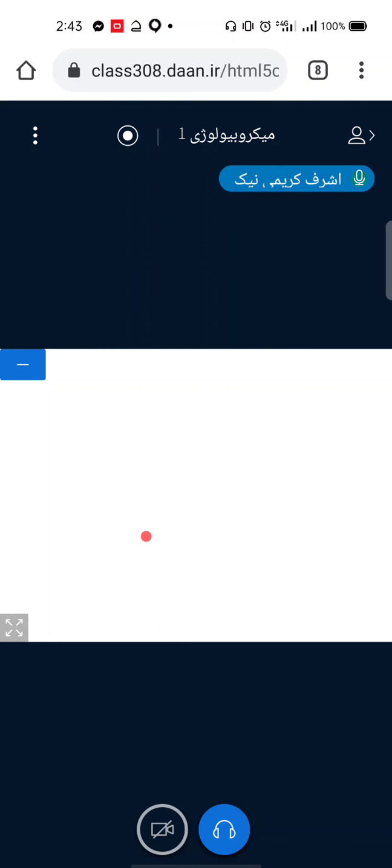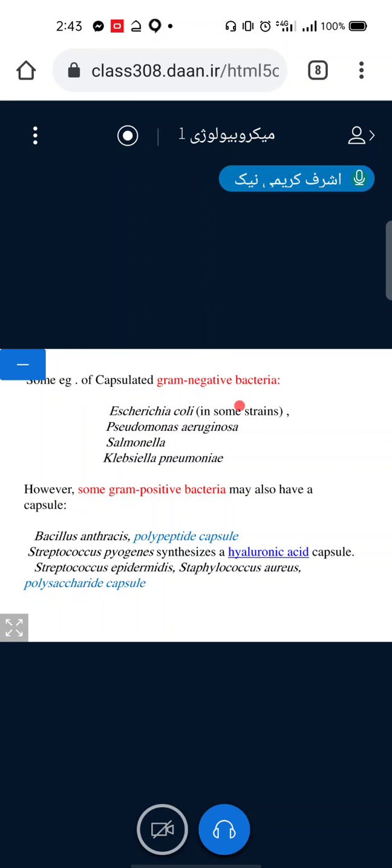Some examples. In gram-negative bacteria, Escherichia coli, Pseudomonas aeruginosa, Salmonella, and Klebsiella pneumoniae have a capsule.